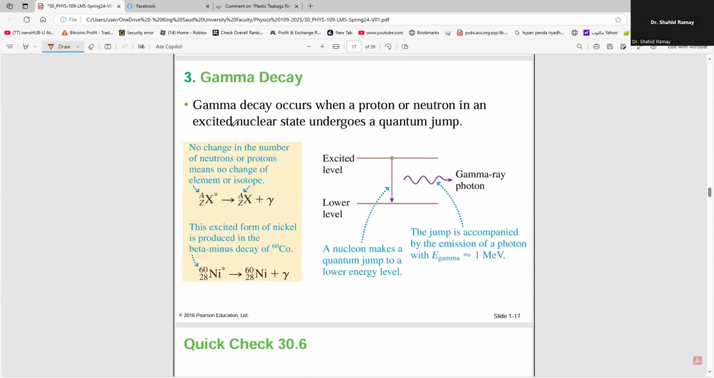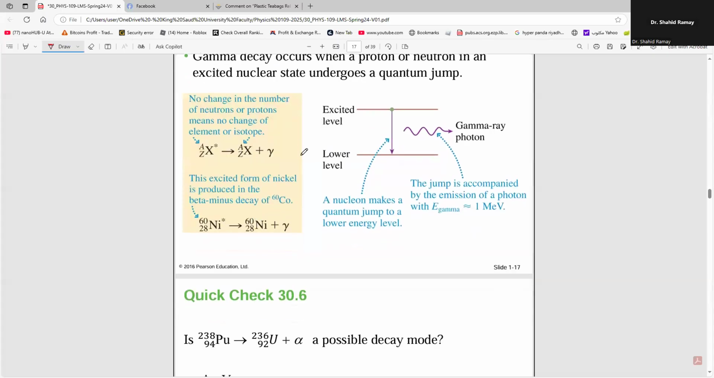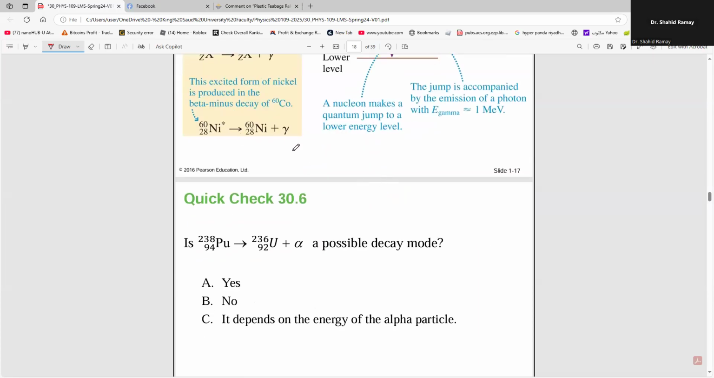Similarly, we have discussed gamma decay. In gamma decay, you remember that first we have to make an atom excited by emitting alpha or beta rays. When it is in the excited level and then de-excites, it will emit a gamma ray. In the case of gamma, there will be no change in Z and A, and the asterisk means it is in an excited state. When it becomes de-excited, it will release gamma. Here the example is given.